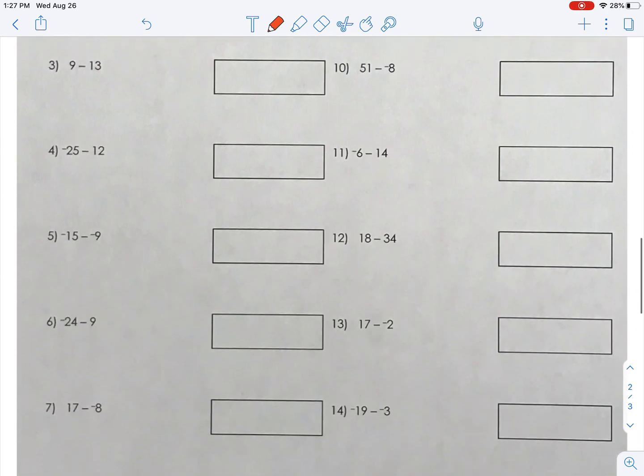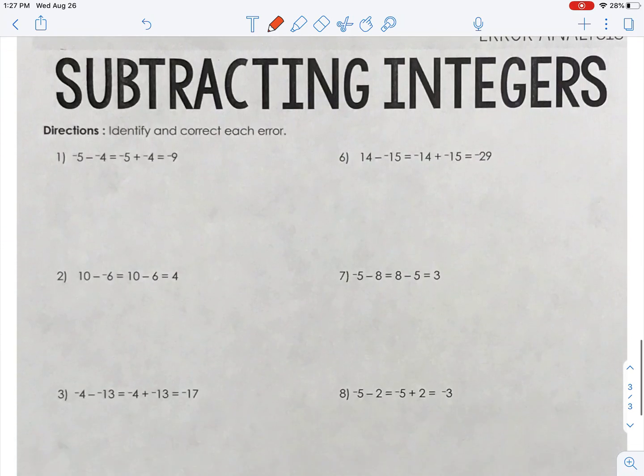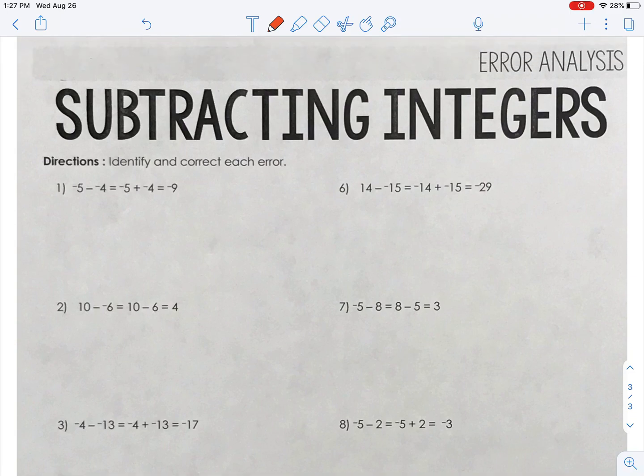I want you to do all of the problems that are on this page and all of the problems that are on this page. The page where it says error analysis, you're doing the same thing that you did yesterday. You're finding the error. So we want to identify and correct each error.